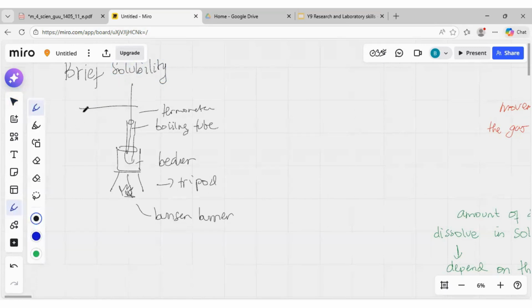And then for this one, make sure you label the equipment, you state what you have to do. First, you can just prepare all the apparatus needed, such as boiling test tube, thermometer, beaker, tripod, Bunsen burner, and then also the distilled water. Why do we need to use distilled water? Because this is the solvent, distilled water. Or you can simply say just water is fine.